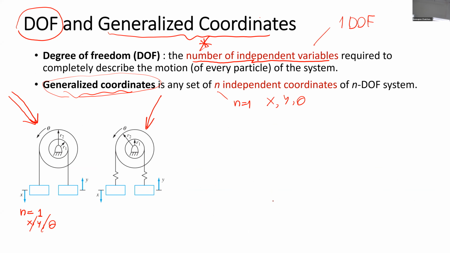But in this system, please take a few more minutes to consider, do we have constraints? And how many degrees of freedom for this? And what are the generalized coordinates for this?